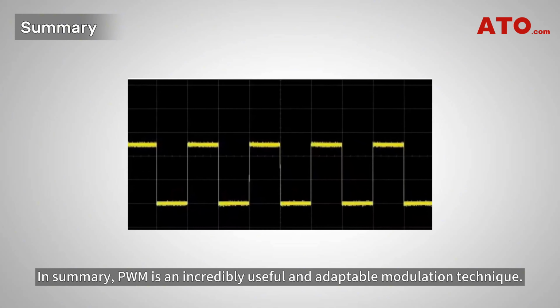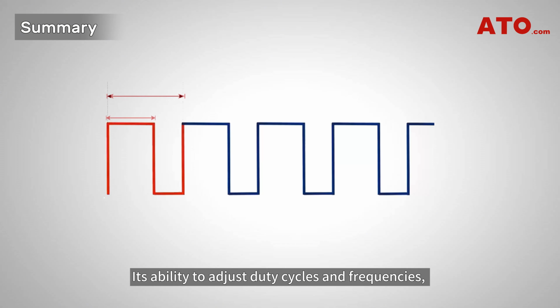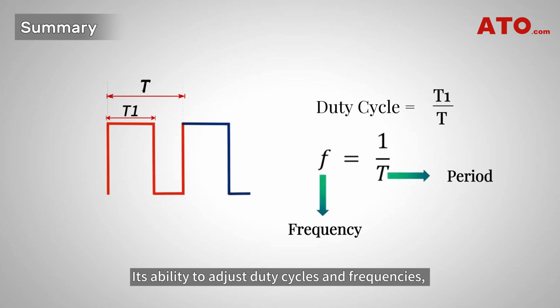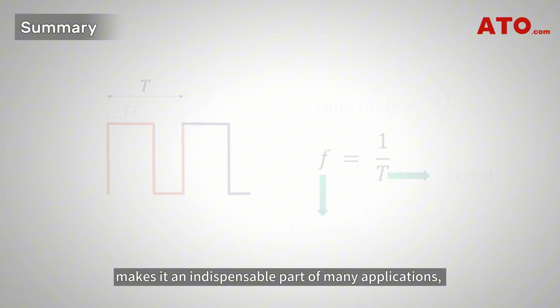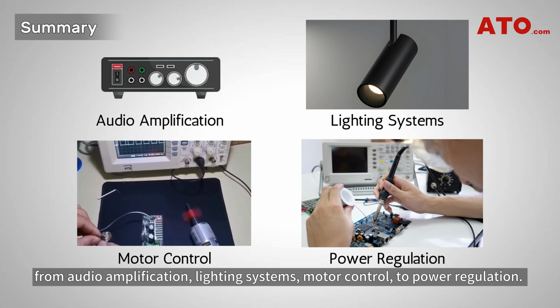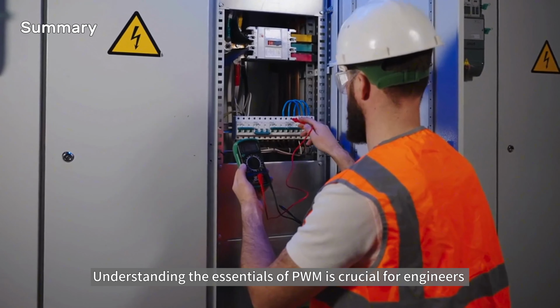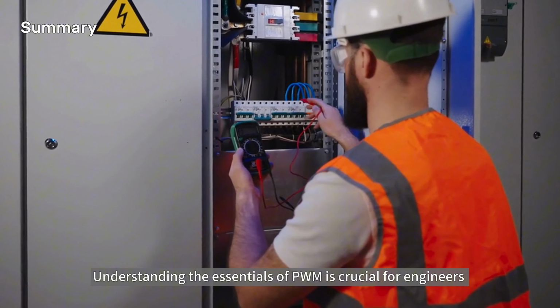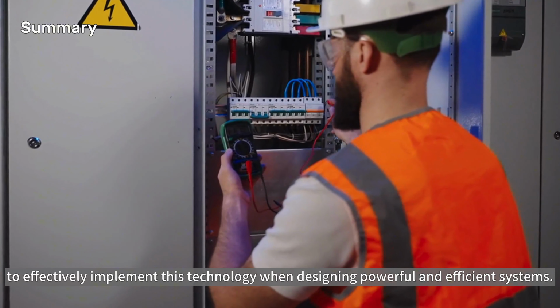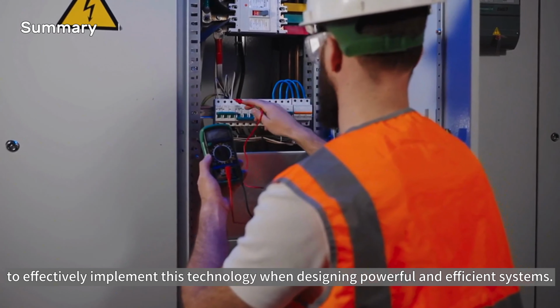In summary, PWM is an incredibly useful and adaptable modulation technique. Its ability to adjust duty cycles and frequencies, combined with its precise control over power delivery, makes it an indispensable part of many applications, from audio amplification, lighting systems, motor control, to power regulation. Understanding the essentials of PWM is crucial for engineers to effectively implement this technology when designing powerful and efficient systems.